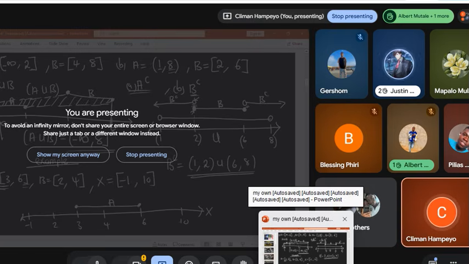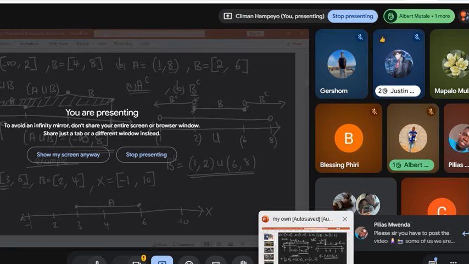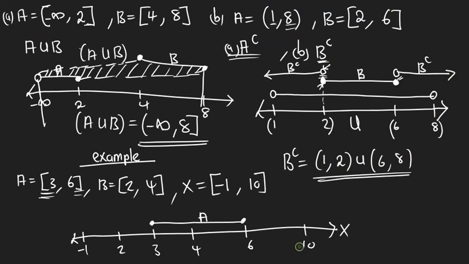Okay, now the microphone can be muted. So let's proceed. So, now from here, what is going to happen is this. You shade at A. Now let's do B. So here, you also shade. At 4, you're also going to shade. Now, this becomes your B.